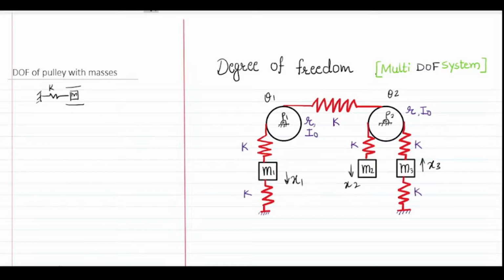I know that since the mass has only one option to move, in the horizontal direction, the degree of freedom of this system will be only 1.